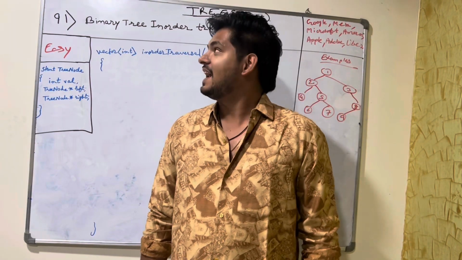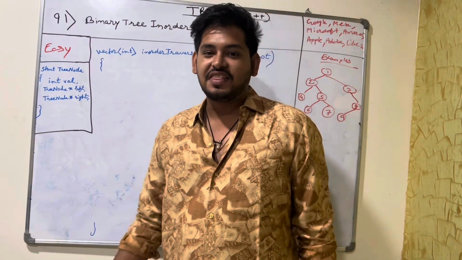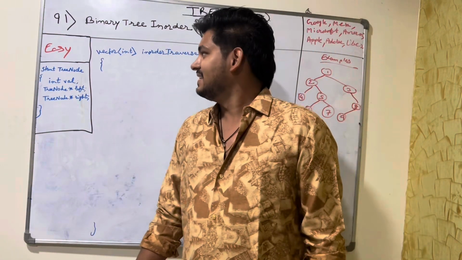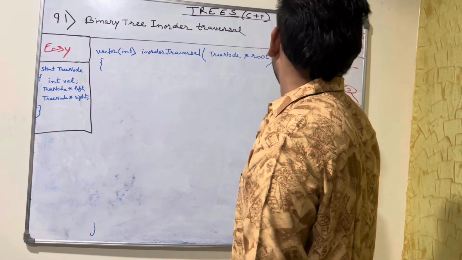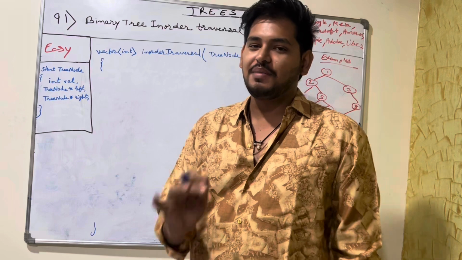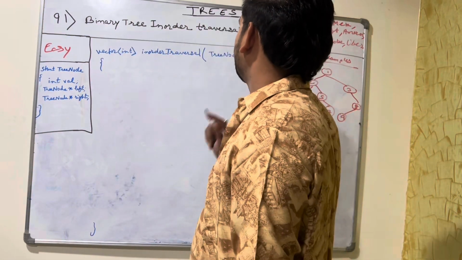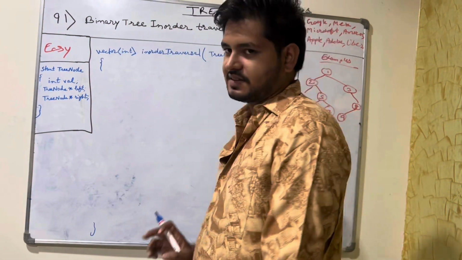Today we are going to solve the 91st question of the problem solving series and the first question of the topic tree. The difficulty level for this question is easy and this question has been asked in Google, Meta, Microsoft, Amazon, Apple, Adobe, Uber and many other companies. Binary tree in order traversal.